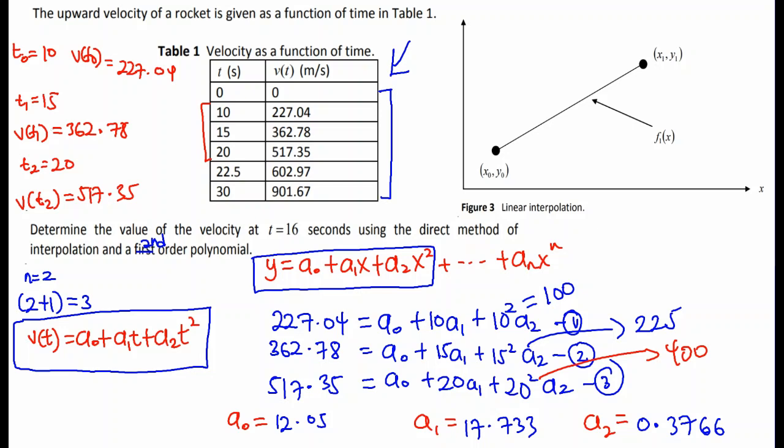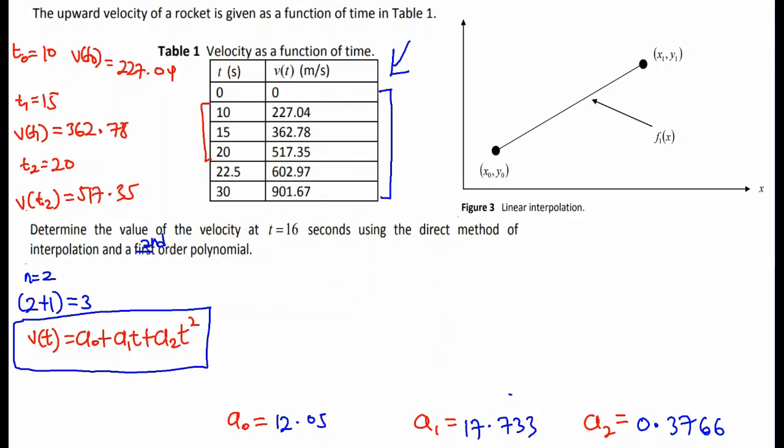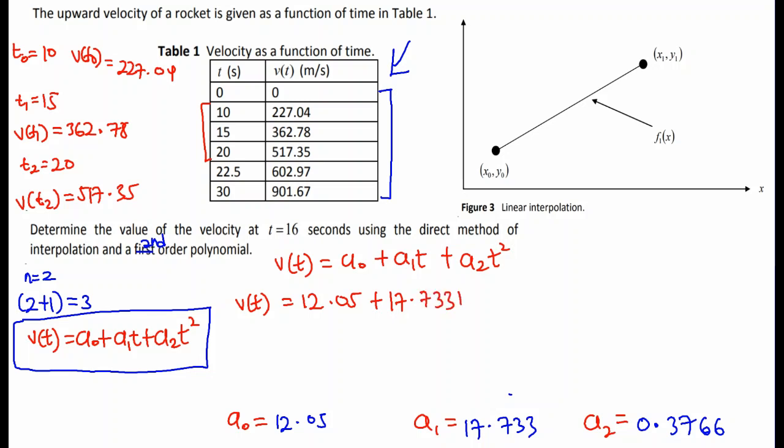So now let's substitute all that we now have into the general equation. We have v of t equals a naught plus a1 multiplying t plus a2 multiplying t squared. Now we know the values of a naught, a1, and a2, so let's do the substitution. I'm going to have v of t equal to 12.05 plus 17.733 multiplying t plus 0.3766 multiplying t squared. So now you can find the velocity at 16 seconds using the general formula that we have.